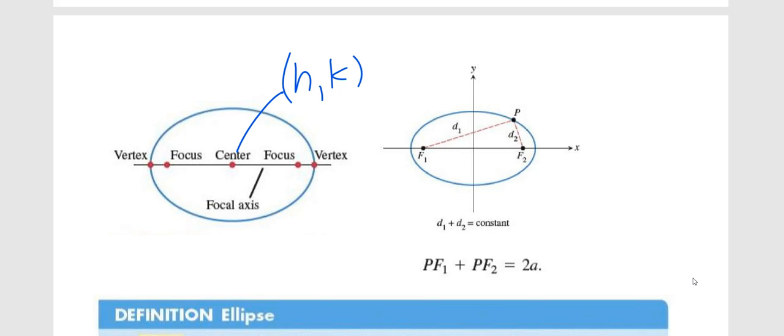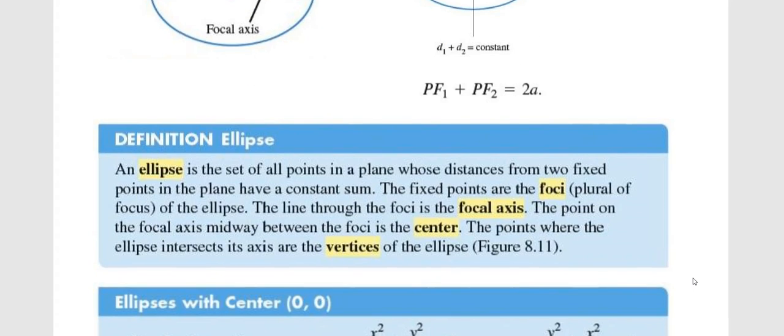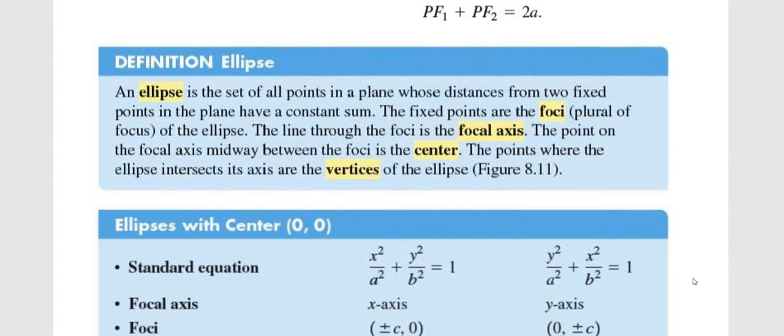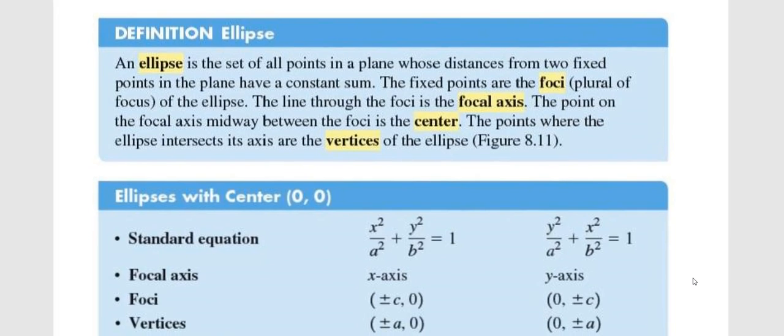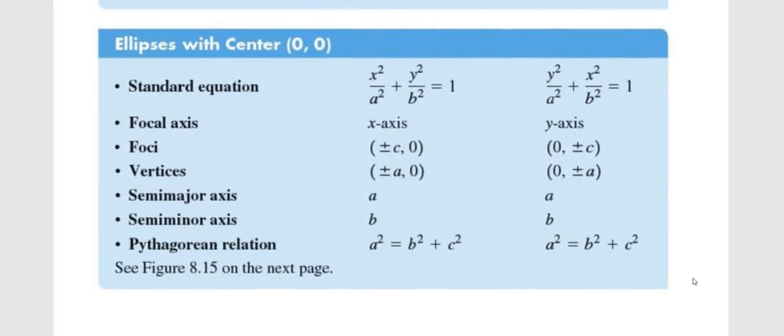Notice that there are two vertices. They sit at the end of the major axis, also called the focal axis. They are all the way out at the outside edge. But this is that definition they were talking about in that video: PF1 plus PF2 equals 2a, which is the definition of the major axis, which we'll talk about in a second. So all those terms, we've already discussed.